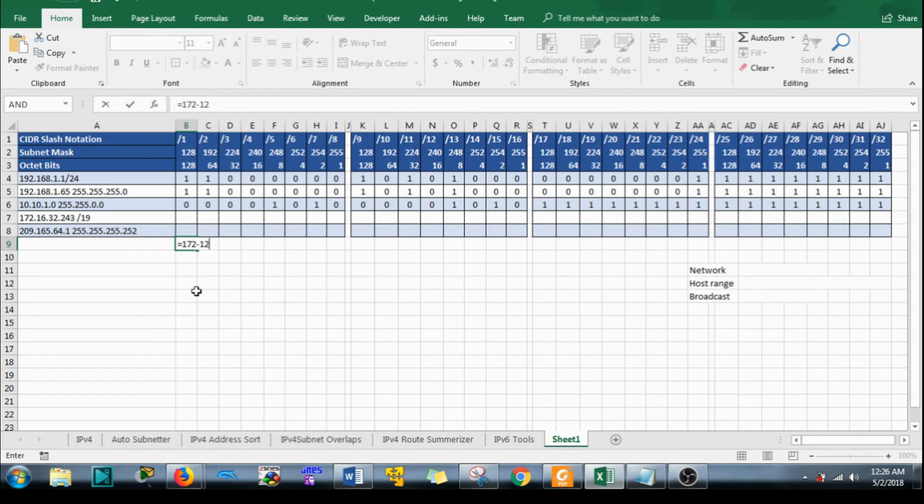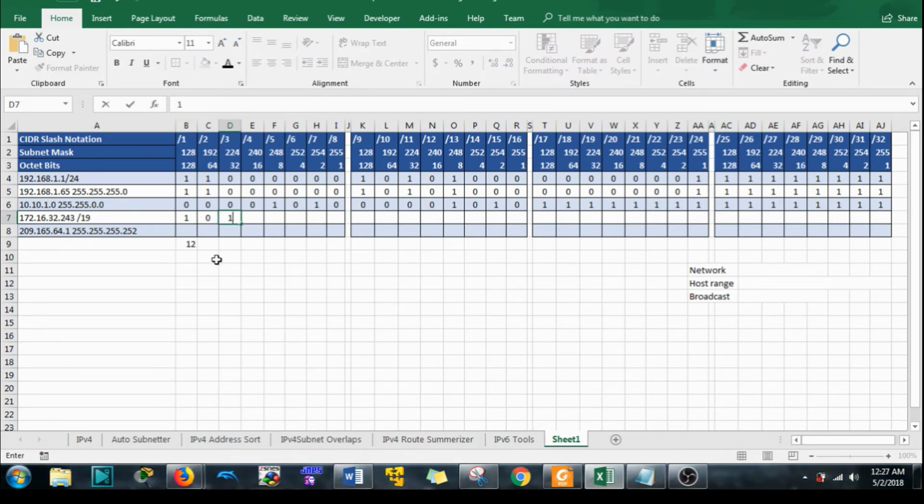172 minus 128. Okay, 1. How many 64s can go into 44, the remainder? Well, of course, 0 of those. How many 32s can go into 44? 1 of those, so let's put a 1.